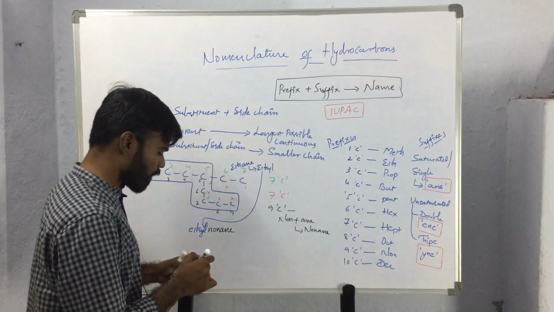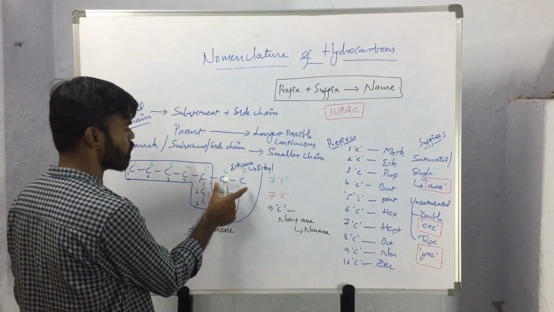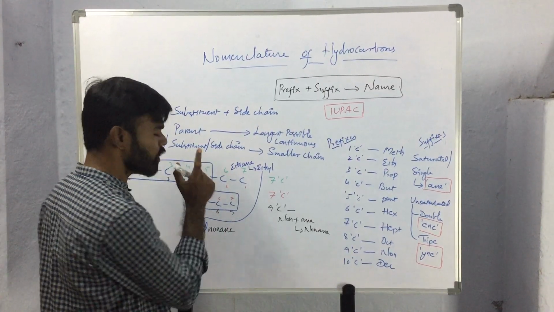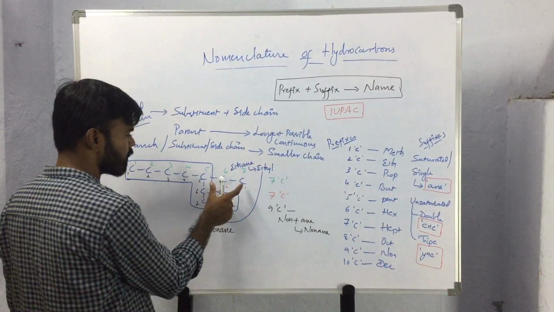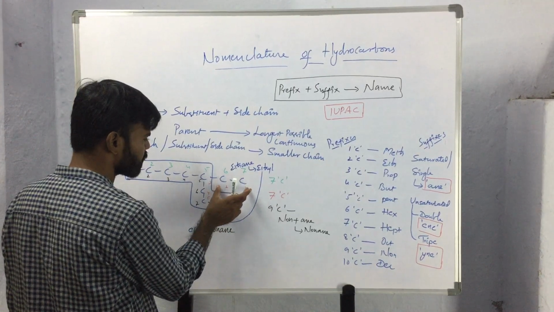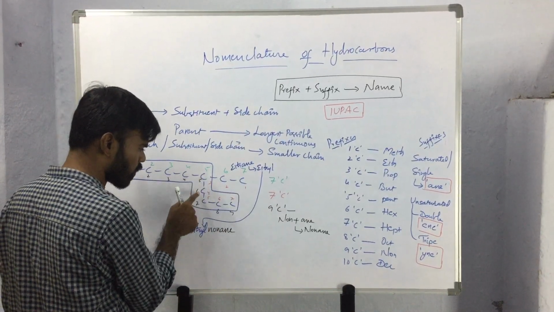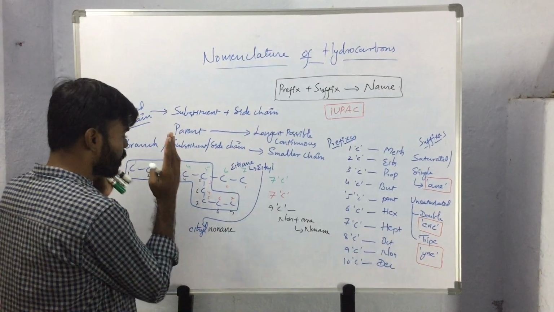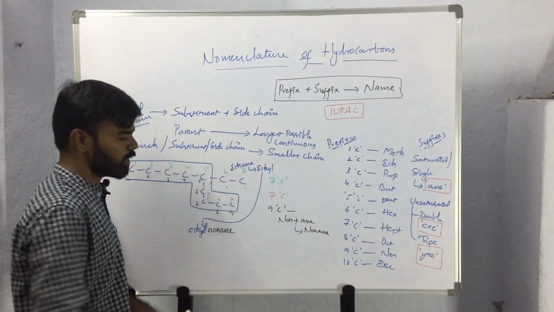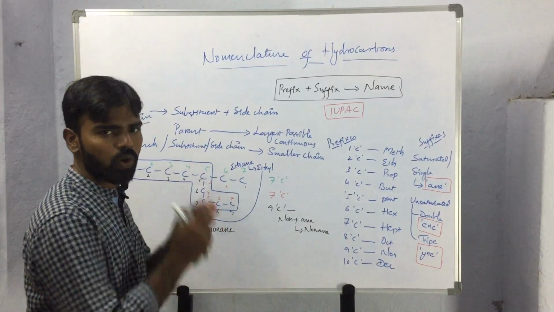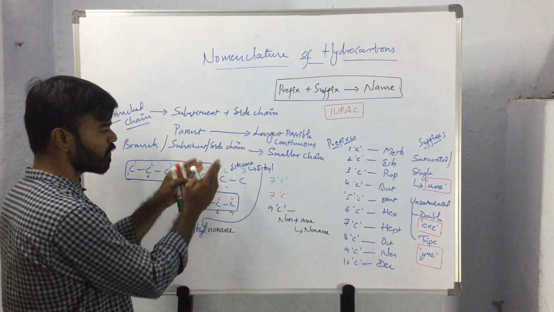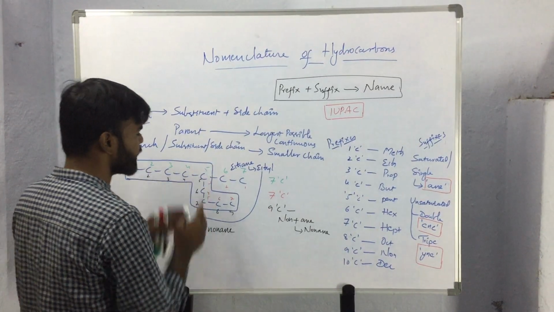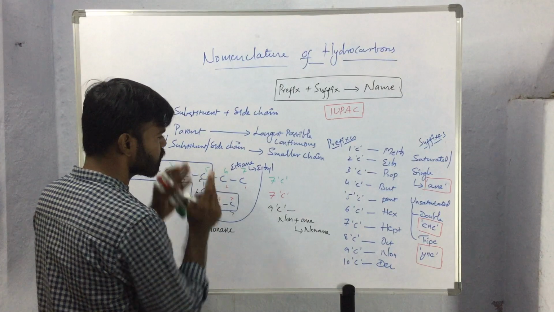But here we have to keep in mind that the presence of this substituent should be designated with the numerical, because if this ethyl substituent is present on this carbon atom or on this carbon atom or on this carbon atom, no matter on which carbon atom this ethyl substituent is present, this will be called as ethyl nonane only. So the position of this ethyl substituent is very much important. That's why we have to designate the position of this ethyl substituent.